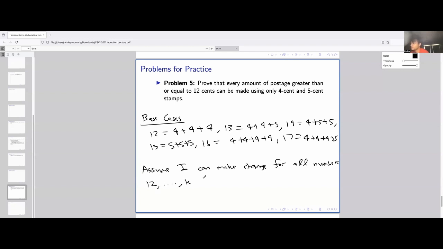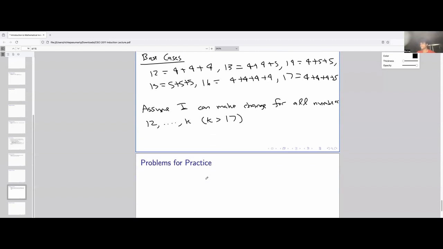And then I'll also put in the caveat that k is greater than 17, because 17 is a base case. I don't really need to, I know everything between there works. Okay, assume I can make change for all numbers from 12 through k. I want to show that based on this information, I can make change for k plus 1 as well.